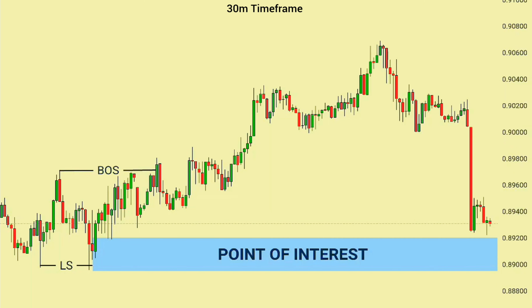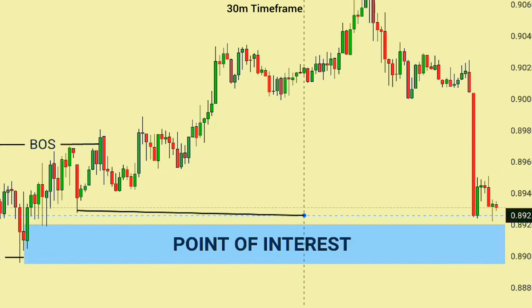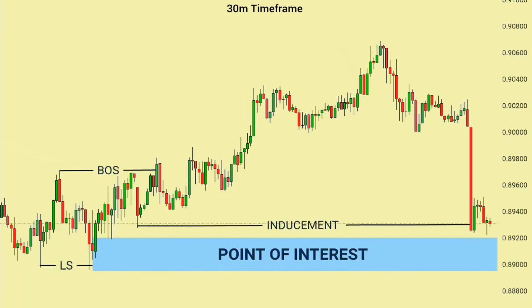Now, before price reaches this area, I mark this small movement here. This is what we call inducement. It attracts traders and makes them believe the market will move in this direction. Many people enter from here, but this is where they get trapped, because this move is created to build liquidity before the real reaction. And after that, price moves towards our main zone.